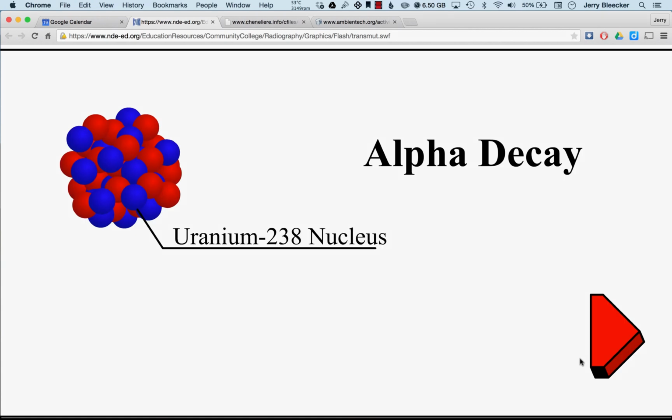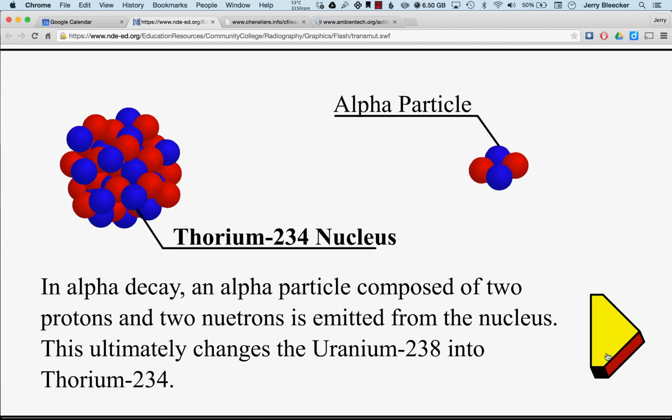So watch that one more time. A helium nucleus is released, and you've got a smaller left behind nucleus. In this case, if you look on the periodic table and go back 2 elements, you'll see that thorium precedes uranium. So if you lose 2 protons, you're now thorium. So this is nuclear transmutation.